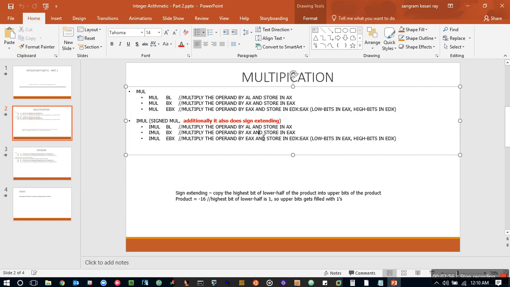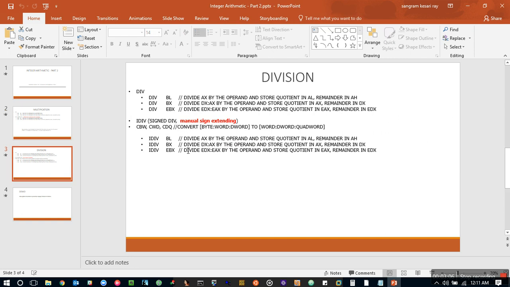Otherwise this imul instruction is exactly like the mul instruction. Everything is the same. So that's all about multiplication. And here is division. Do not worry, I will show you the demo also, like what all these weird instructions mean. We'll see that in a debugger.